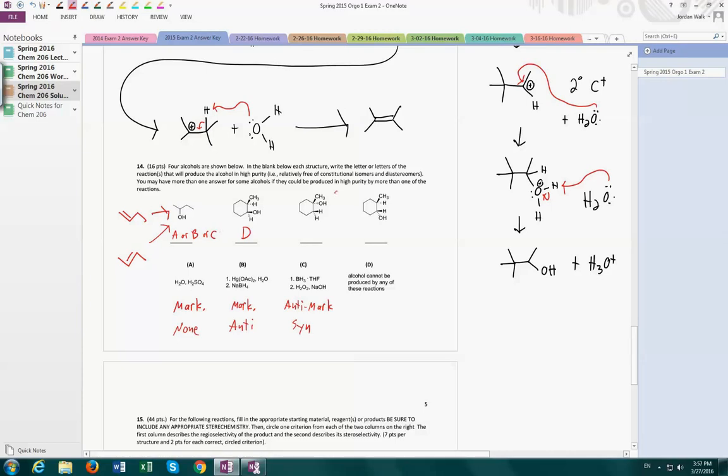All right, so for the next one, the third one we've got, this could have been a syn addition. And so it is Markovnikov. And furthermore, back in the instructions, it says to write the letters that would produce the alcohol in high purity, so relatively free of constitutional isomers and diastereomers. So what do we want to do, that we could go syn and Markovnikov? Or it could be syn, it could be anti-Markovnikov, right? I guess it doesn't matter because we don't have stereochemistry here. So it could be syn or anti. And so yeah, A would get us there for sure.